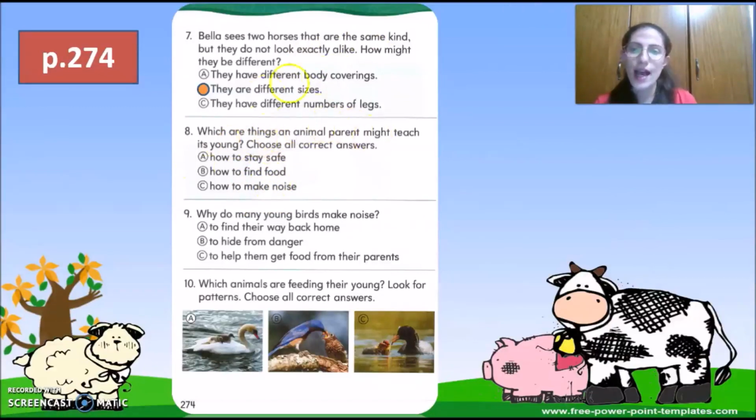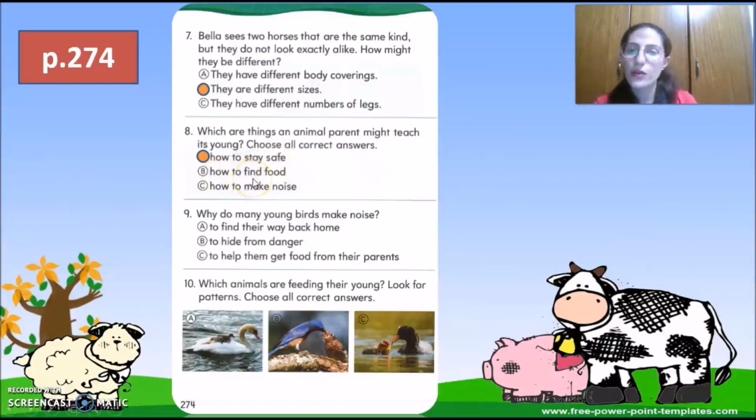Number 8. Which are things an animal parent might teach its young? Choose all correct answers. What might a parent animal teach its young? A, how to stay safe. B, how to find food. C, how to make noise. So, is it A, how to stay safe? Well, correct. Like the leopard cub stays with its parent a few years to learn from it how to move around in its environment and to find the hiding places so it could keep itself safe, right?